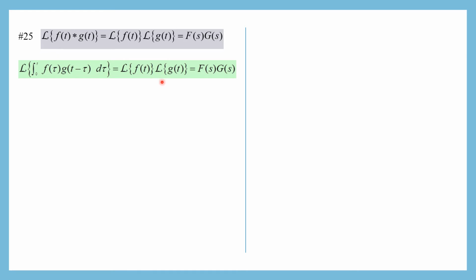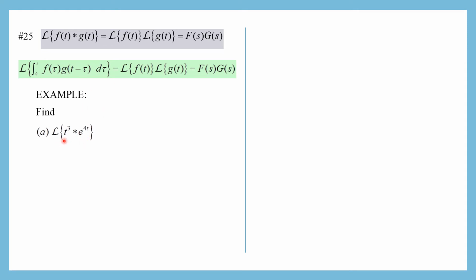Okay, example. What is the Laplace transform of the convolution of t cubed and e to the power of 4t? So using this formula, you can label one of them as f and the other as g, but actually it doesn't matter which one is f and which one is g, because what we know is that f convolved with g is the same as g convolved with f. Alright, now let us apply the formula.